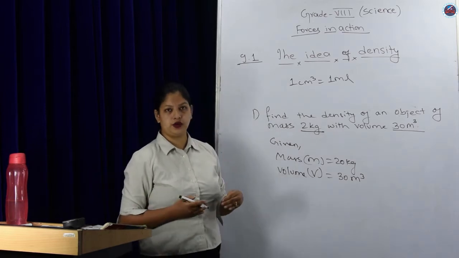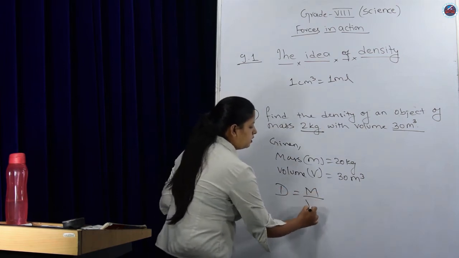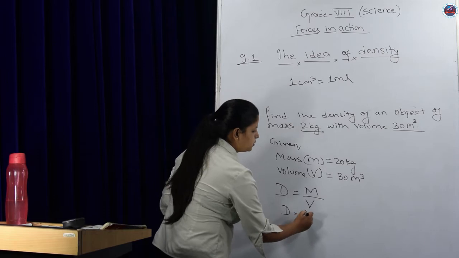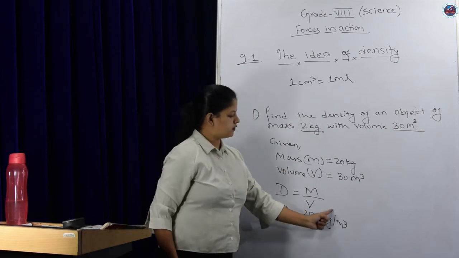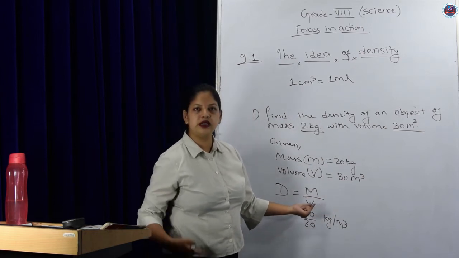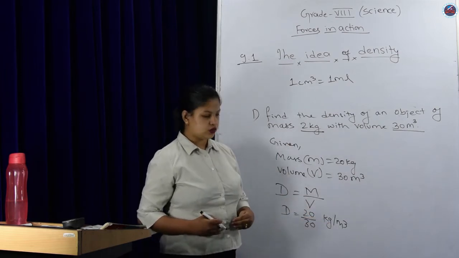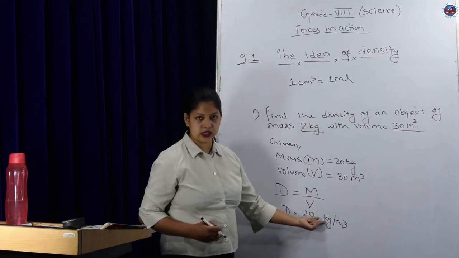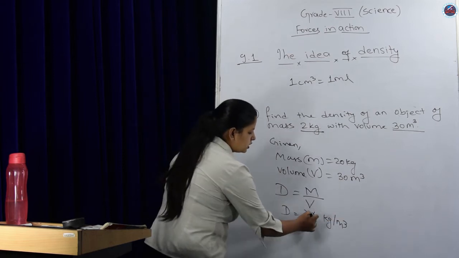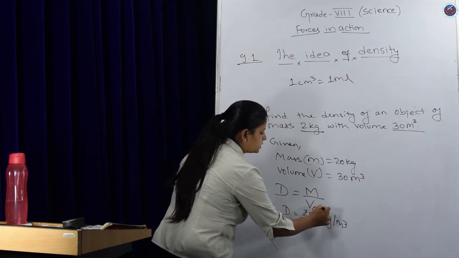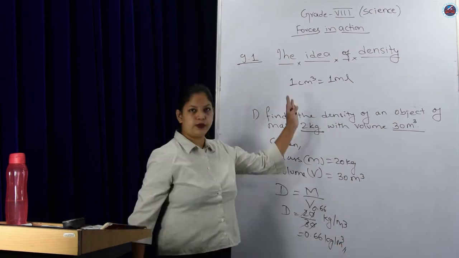Now I have just shared a formula for density. Your question is find the density. So D is equal to M by V. In place of M you'll put 20, in place of V you'll put 30, kg per meter cube. Why am I dividing? Because volume is in the denominator, it's being divided. So these are the SI units, and the SI unit also will be divided. Since the SI unit of mass is kg, I have written kg on the top. The SI unit of volume is meter cube, that's why I have written meter cube at the bottom. Now you cut it down, 0.66. That means it is 0.66 kg per meter cube for this particular question.